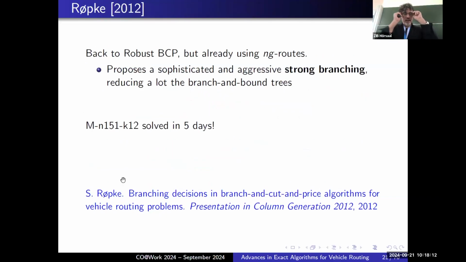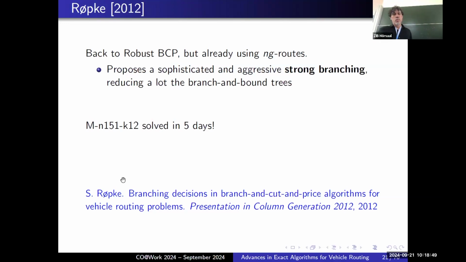Here, this work by Pecin, he went back to robust branch, cut, and price, but people before imagined that strong branching, the idea that you test hundreds of candidate variables for branching, was not suitable for column generation because column generation is slower. But he showed no, not at all. You should do strong branching too when you do column generation, but you should do this in a smart way. And he could finally solve this instance in 5 days.